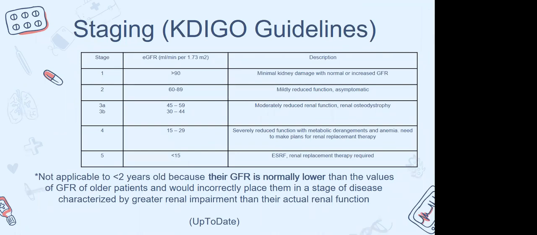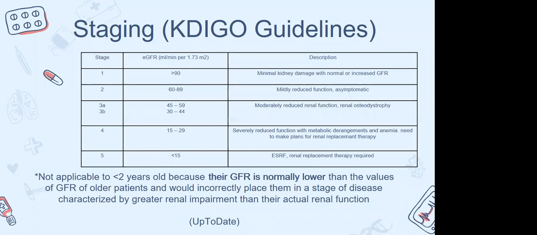So, according to the KDIGO guideline also, they have staged chronic kidney disease into 5 stages according to the glomerular filtration rate reading. Stage 1 is more than 90, stage 2 is about 60 to 89, and then stage 3 is divided into 3A and 3B. Stage 4 is between 15 to 29, and stage 5 is less than 15, which they also describe as end-stage renal failure, where renal replacement therapy is required.